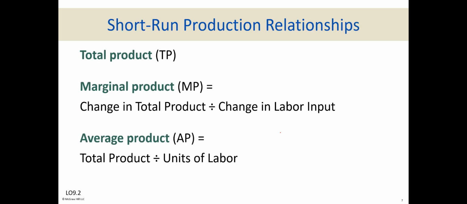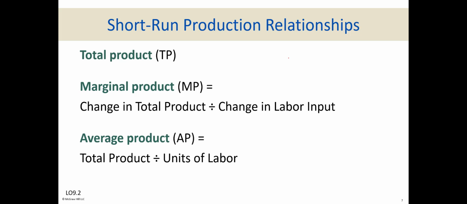So we have a couple of important definitions here we need to understand. The first one is the total product, which is the total output produced. Marginal product is a related concept and is important. It's the change in total output when you increase the labor by one more unit. That's the marginal product. Average product is total product divided by units of labor.